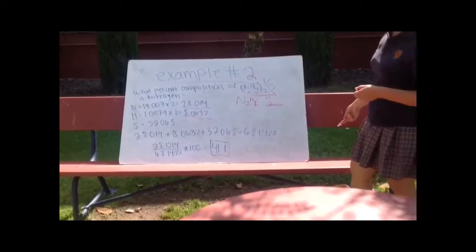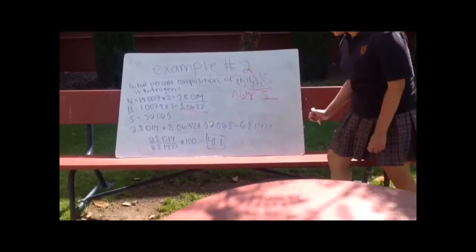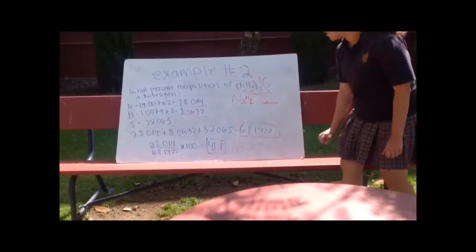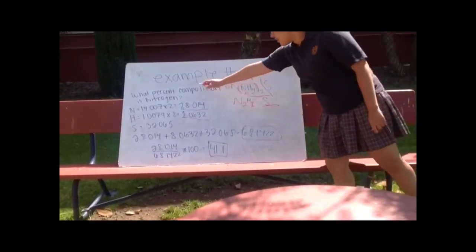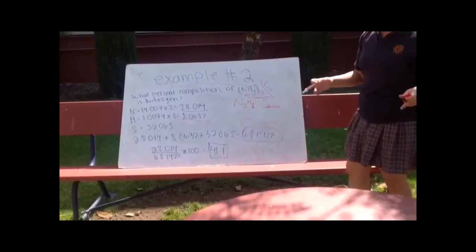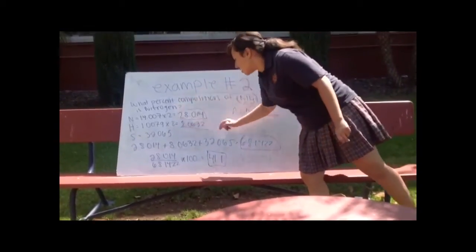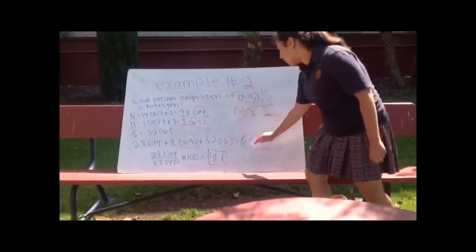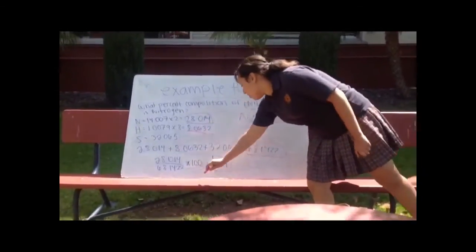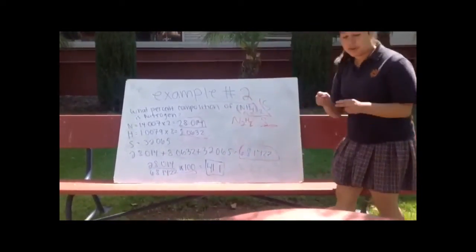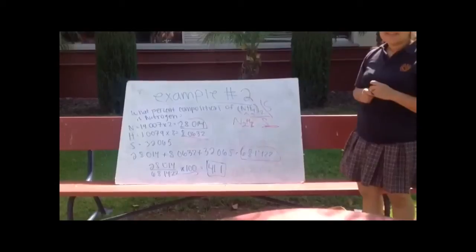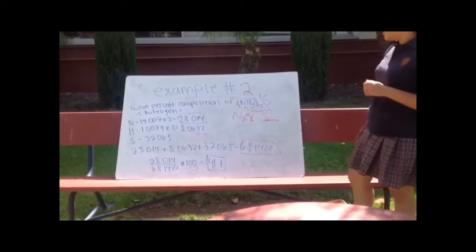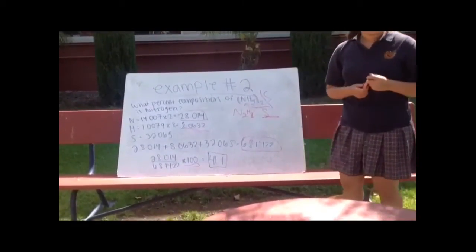So add all these together, you get the total. And since it's only asking for nitrogen, you get nitrogen's part, which is this, over the total times 100. And it gives you 41.1. So that is the nitrogen composition.